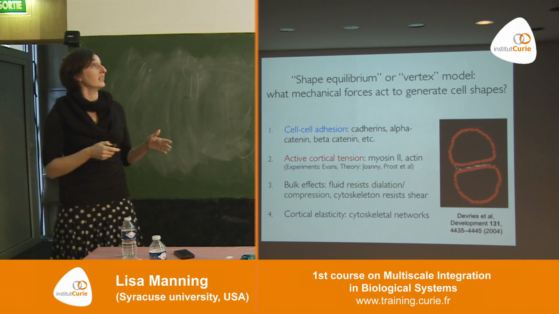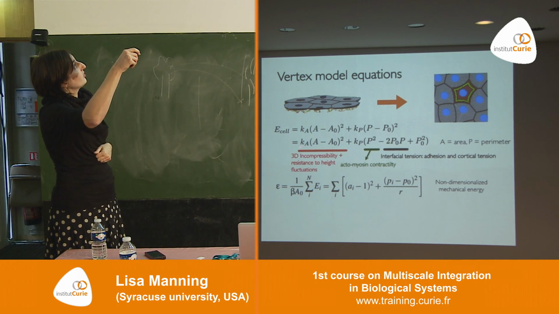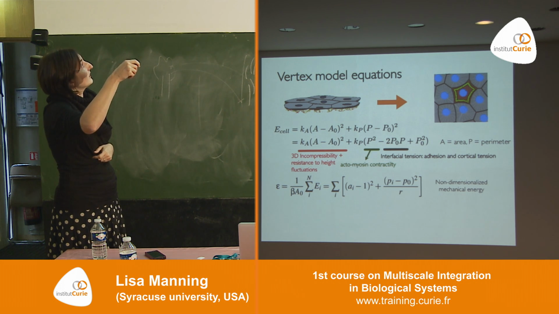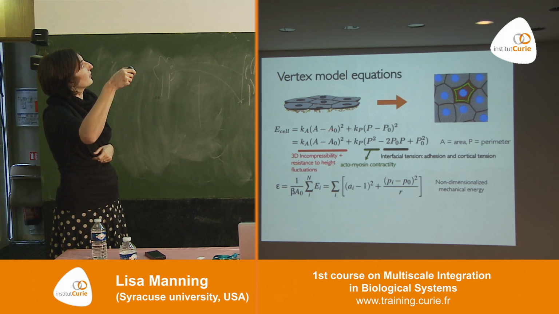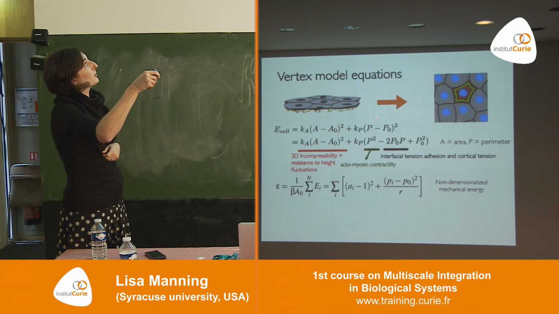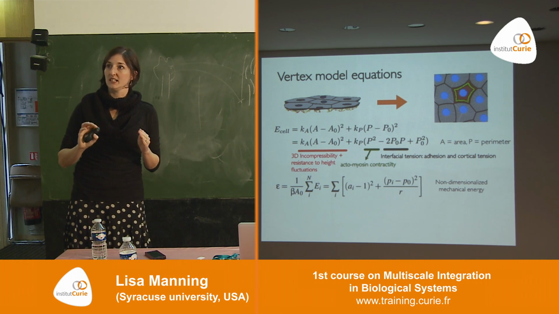And so we put these ingredients together, and you end up with a model that looks like this. This basically says that if I have a cell with a given cross-sectional area, and that cell has a certain perimeter, then I can use all the ingredients I just discussed, and they come together in a really nice form. The area approaches some target area with a quadratic penalty, and the perimeter approaches some preferred perimeter with a quadratic penalty. That's the idea behind this model.